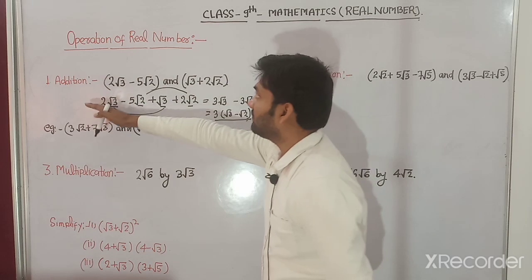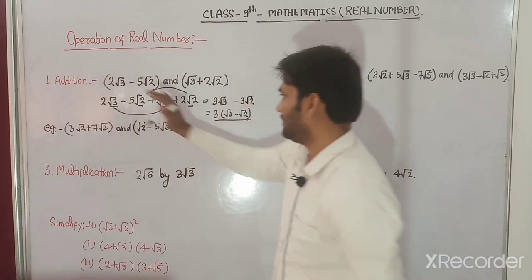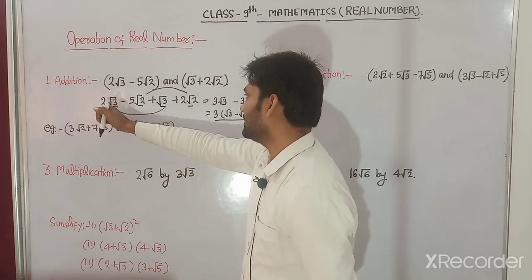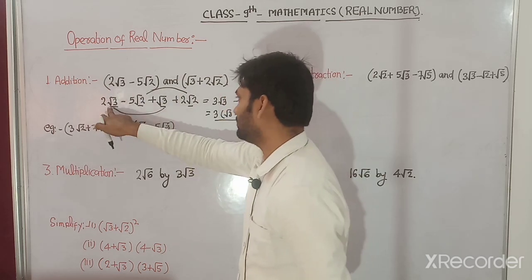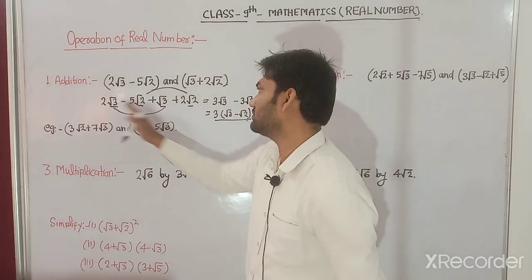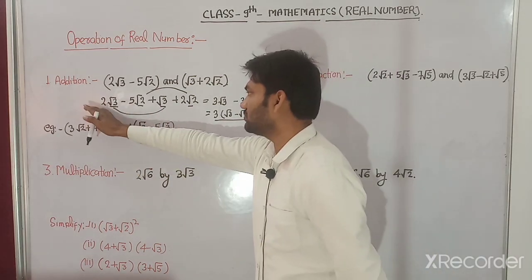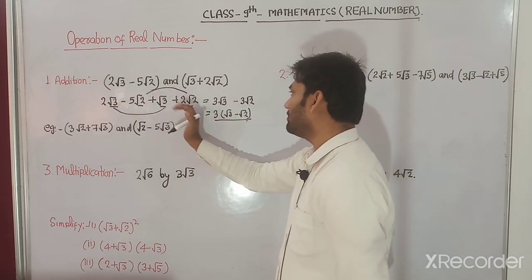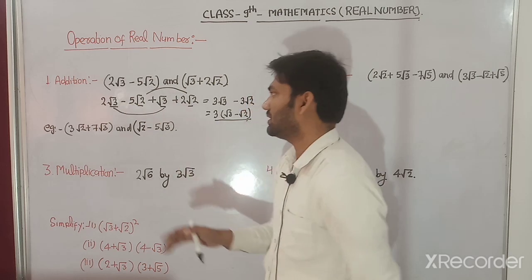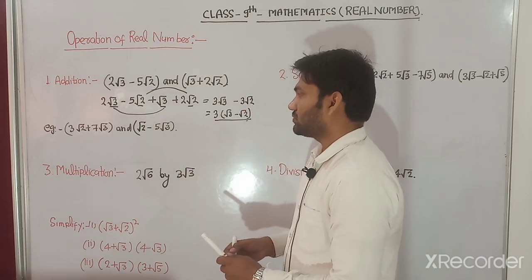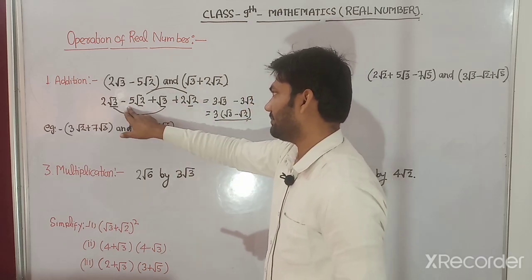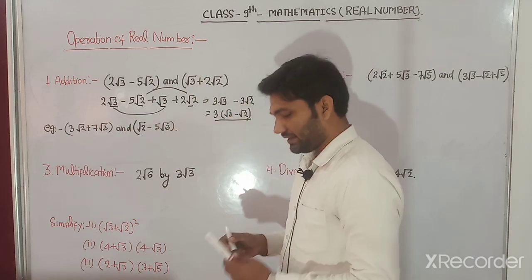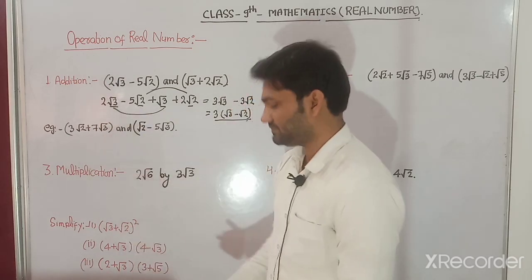It is the addition of real numbers. First of all, all the numbers are added together. Then like terms are added. Root 3 and root 3 are like terms, so 2 root 3 plus root 3 gives 3 root 3. Minus 5 root 2 plus 2 root 2 is a subtraction, because 5 minus 2 is equal to 3, and the result will be minus 3 root 2. It is the answer. Next question is based on addition.